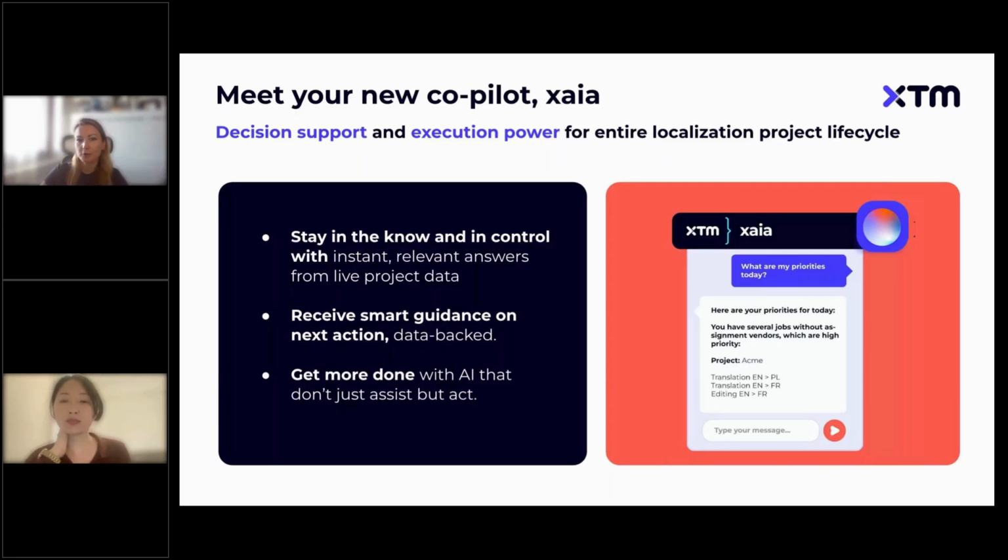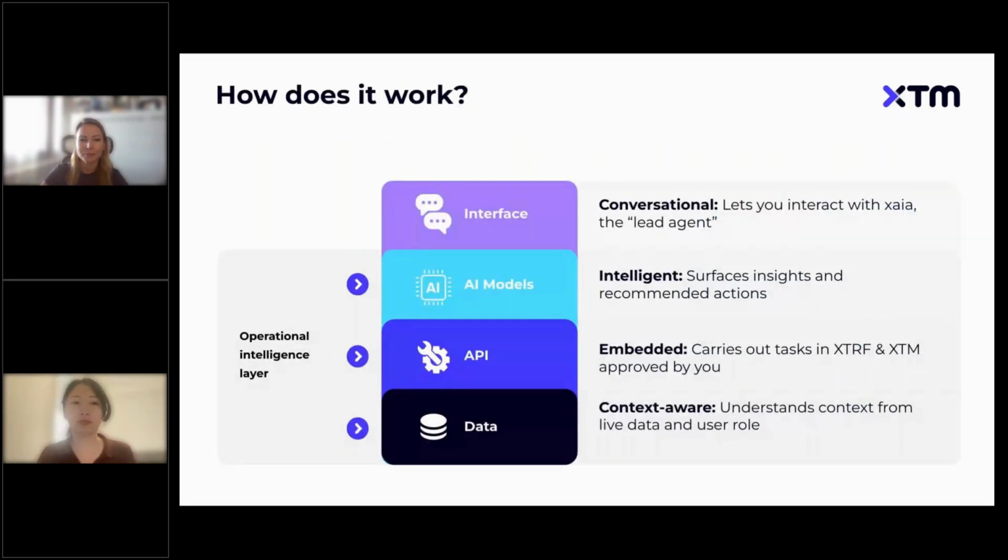Now let's see how Zaya works. Zaya is a strategic layer in XTRF and XTM, and it orchestrates multiple AI agents in the system. It has a conversational interface and turns your requests in natural language into jobs for AI agents. It allows you to speak to the system. It's intelligent. It surfaces insights and recommended actions using LLM reasoning and predictive analytics. Zaya is embedded. It carries out tasks in XTRF and XTM, and they are approved by you and within defined guardrails. It's also context aware. It understands context from live data. It's personalized to user role and permissions.